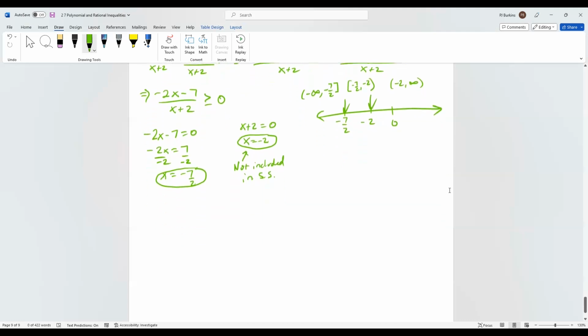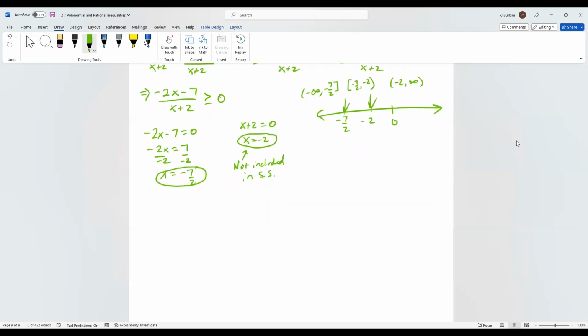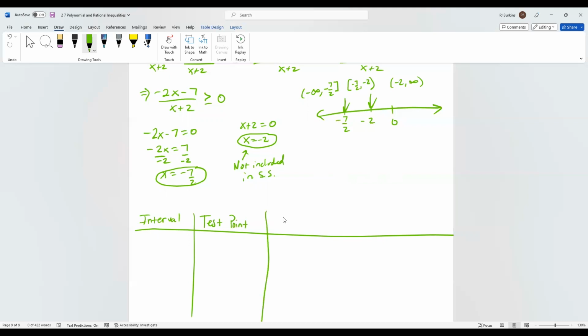So let's go ahead and make our chart. In the chart, we have our interval. Then we have test points. Then we have the equation, so we're doing minus 2x minus 7 over x plus 2 greater than or equal to 0. And then included or not. The intervals we've already stated, so I'm just going to copy them down here.